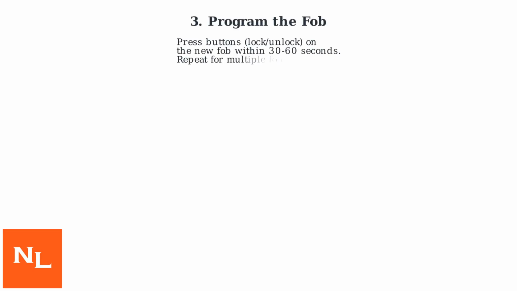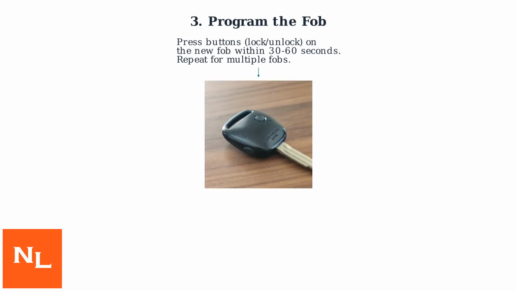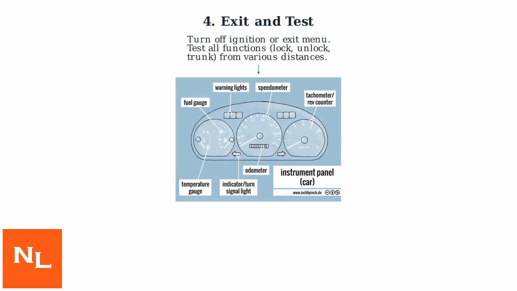Now, program the fob by pressing the lock and unlock buttons on the new fob within 30 to 60 seconds of entering programming mode. Repeat this process for any additional fobs. Exit programming mode by turning off the ignition or exiting the menu. Then test all fob functions like locking, unlocking, and opening the trunk from different distances to ensure proper operation.